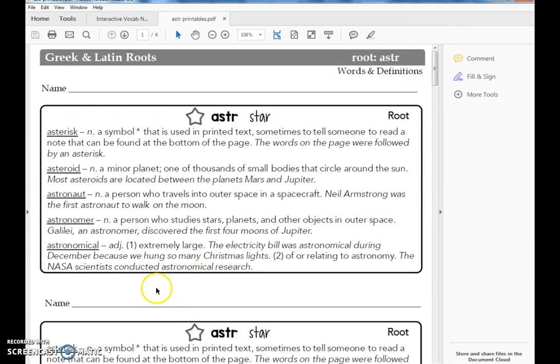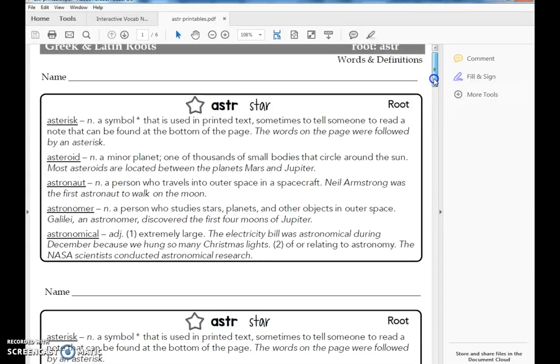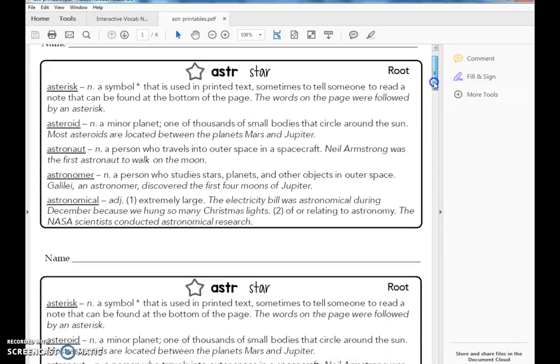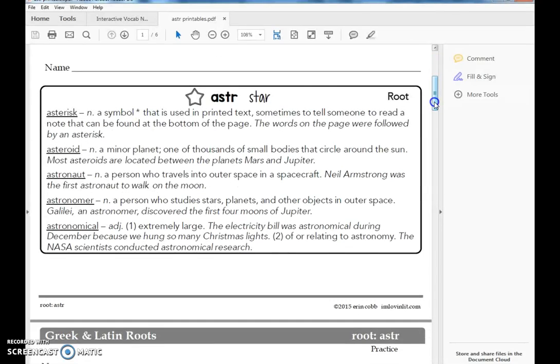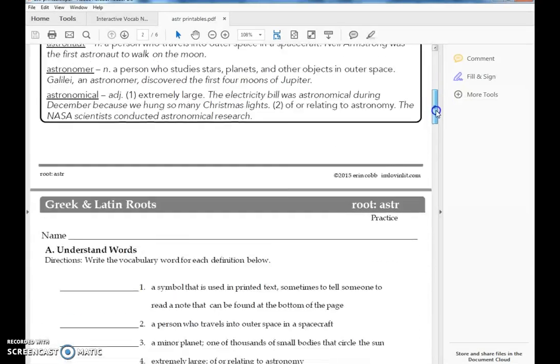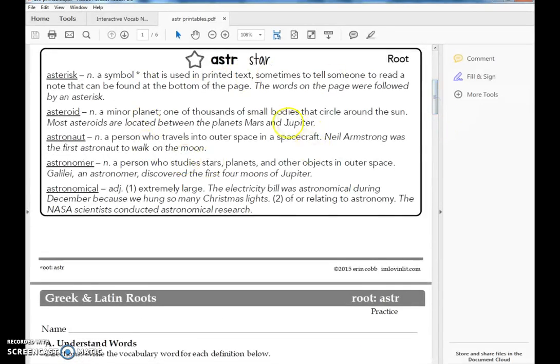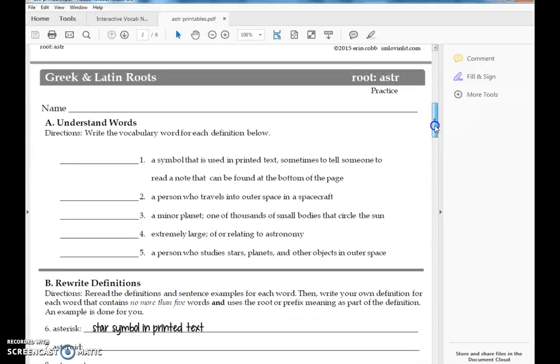By this point, you should have finished your interactive vocabulary notebook assignment, and you're now ready to do some practicing with the words. So this is the next page in the packet that is in front of you. This just shows you again the words with the definitions. What I would like for you to do is make sure you put your name and today's date on the paper. You're going to use the vocabulary words from right here, and you're going to complete this part here.